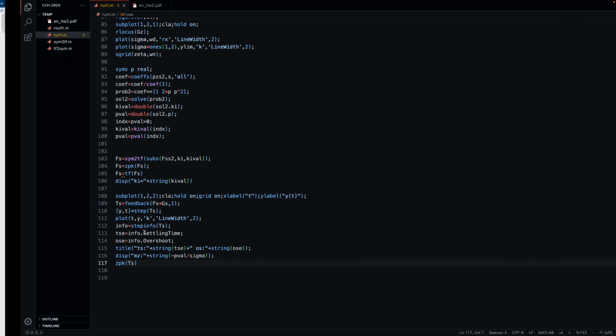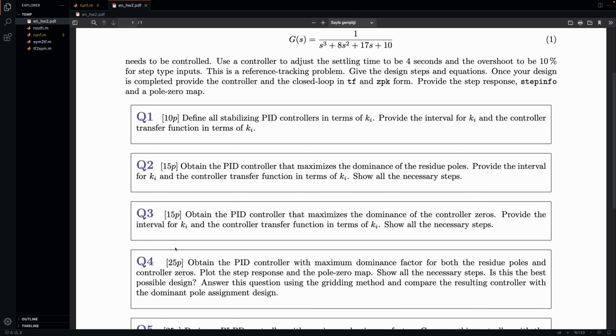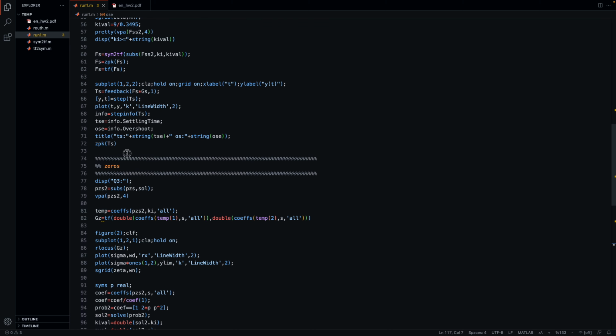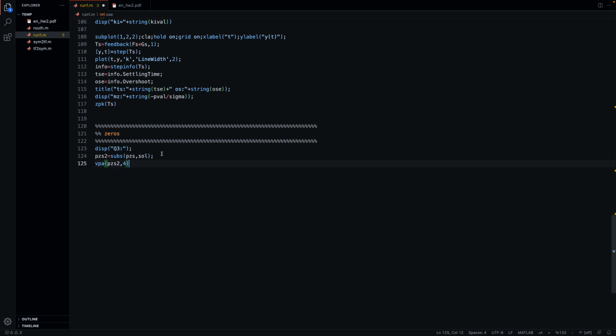But still, we're going to transition into the next question, which exactly asks us to do what I did say. Basically, it asks us for the overall dominance factor. Up to this point, we have only looked at the residue poles on their own, the zeros on their own. So let's look at the overall dominance factor here. So that's going to be Q4. So we both have PZS and PES.